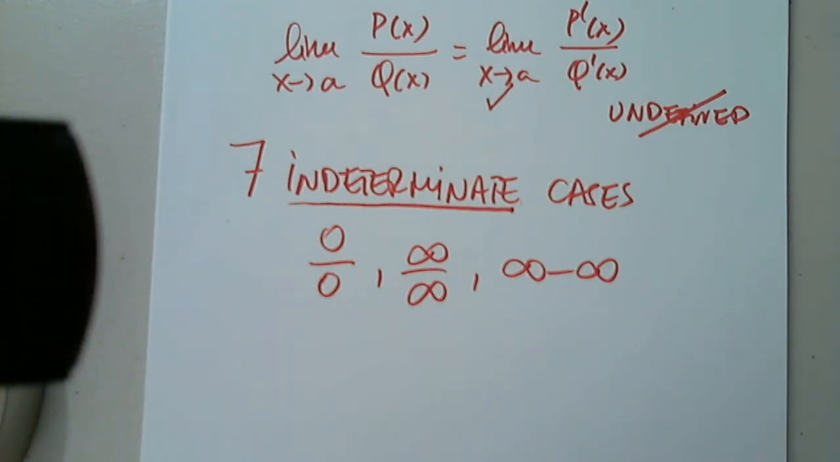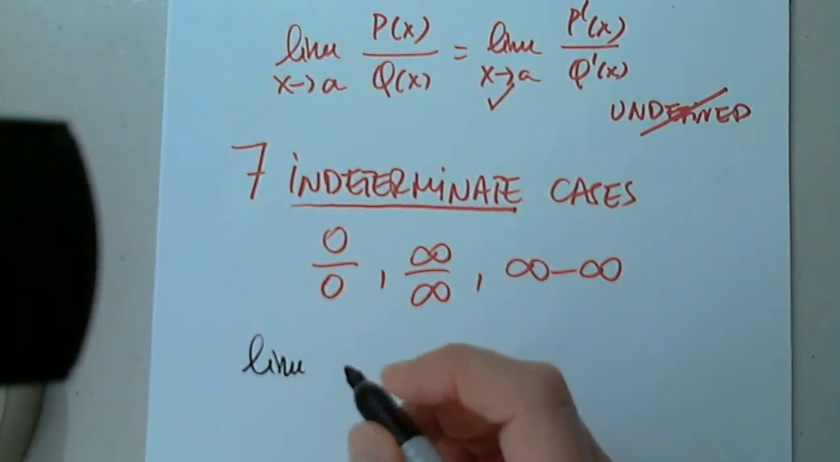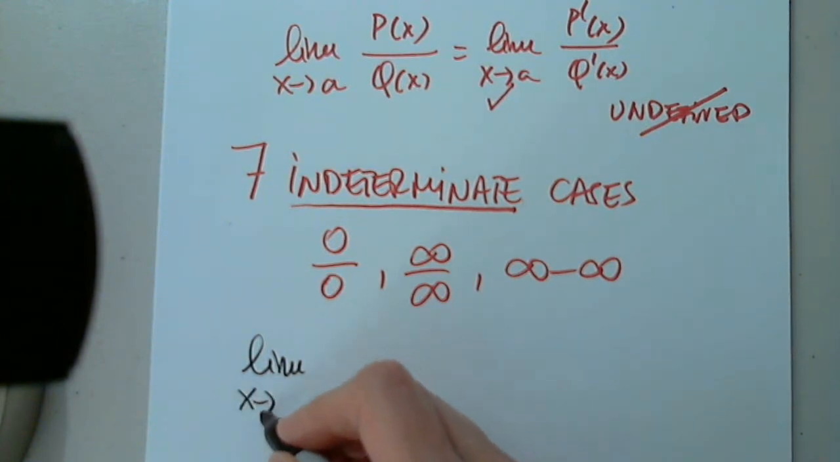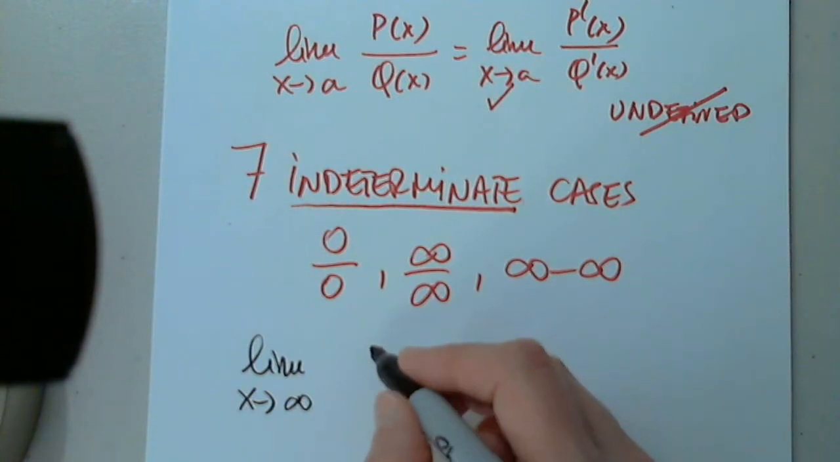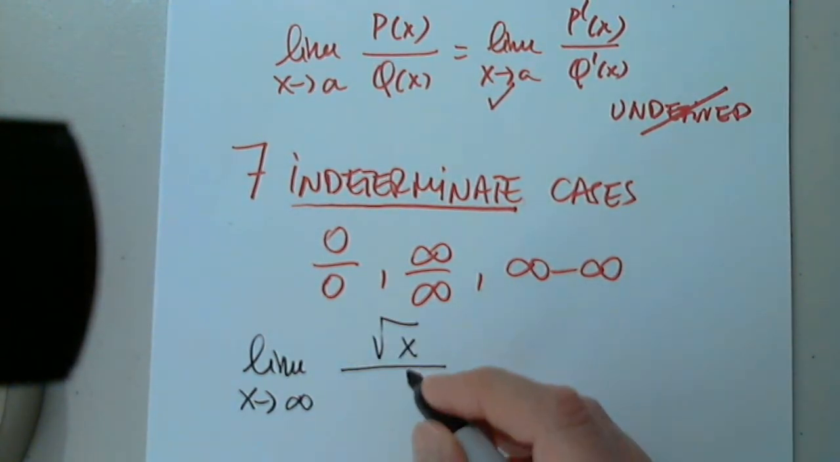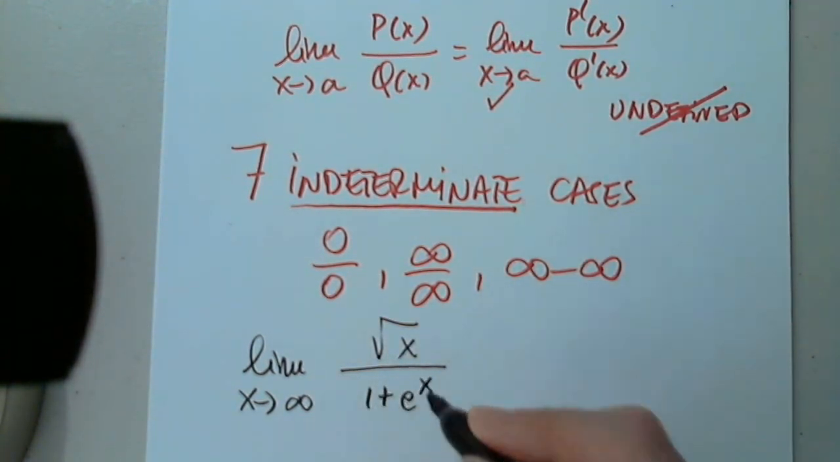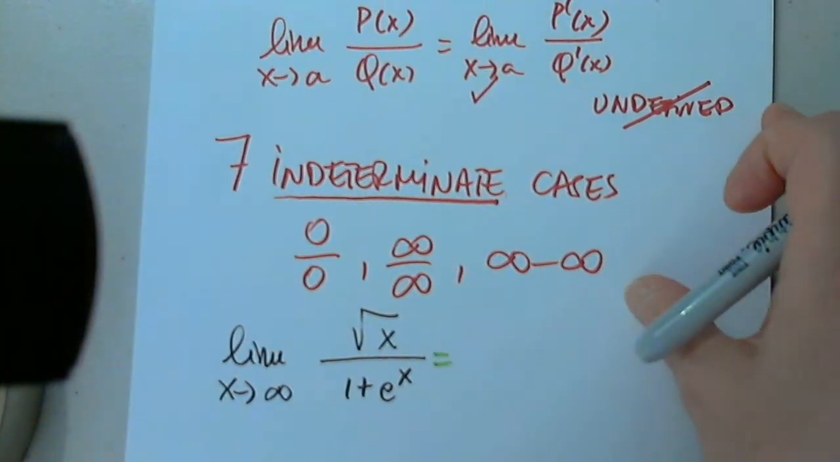So here's one. Let's say a limit as x approaches, yeah, why not, infinity, of the square root of x over 1 plus e to the x. Okay, where it's a limit, I have to estimate the numerator, I have to estimate the denominator. Where is the numerator going? Where is the denominator going?